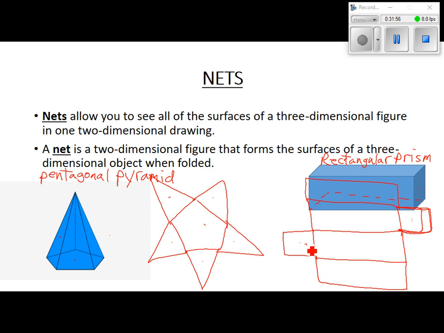And again, we would use that, find the area of this rectangle, this one, this one, this one, this one, and this one, add them all up, and that's going to give us the total surface area of that rectangular prism.